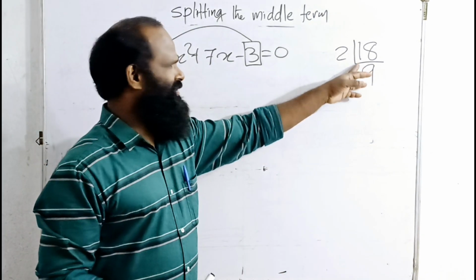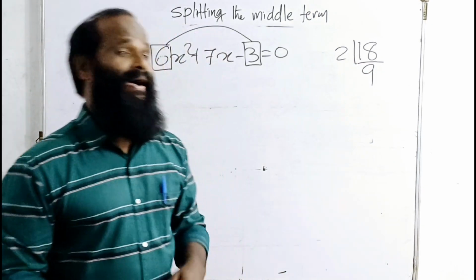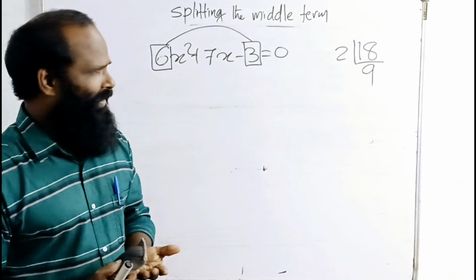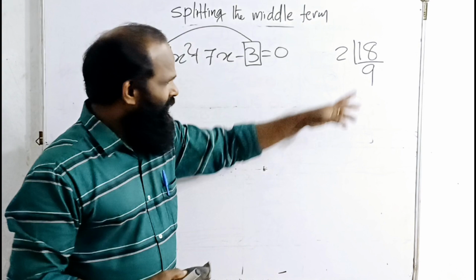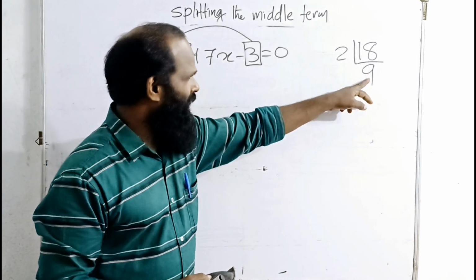I don't need to keep factorizing blindly and going forward, because I have already got the answer. What are the numbers? 9 is the factor of 18. 2 is also a factor of 18. If you choose 9 and 2, 9 minus 2.